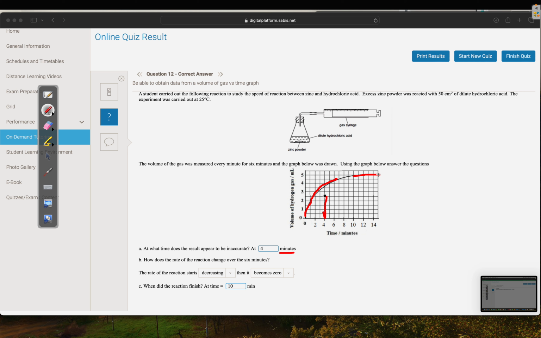When did the reaction finish? So we go to the first time the reaction stops, which is here, and then we go down to the x-axis to where it intercepts the x-axis, and we get that it's at 10 minutes.